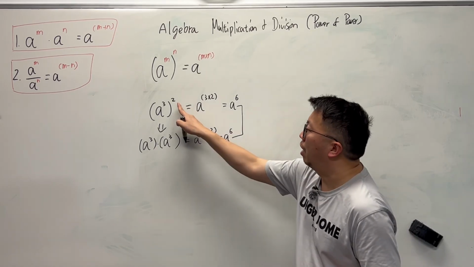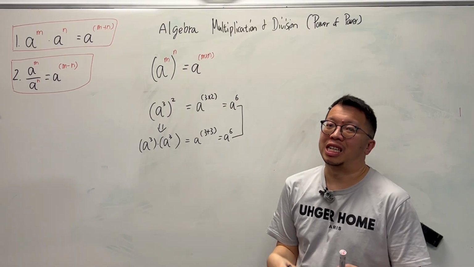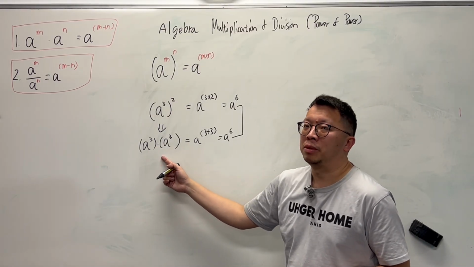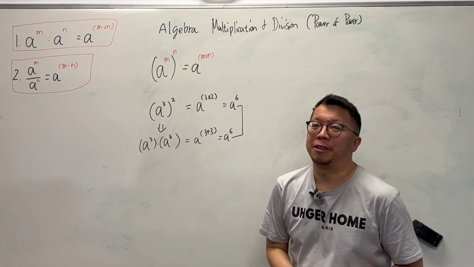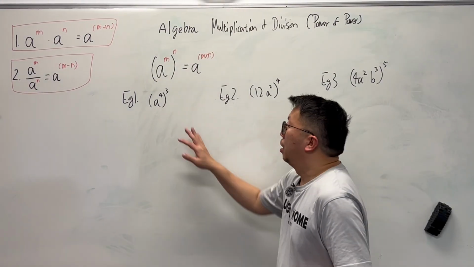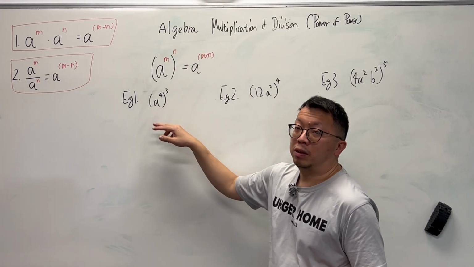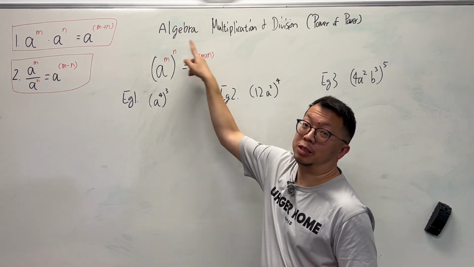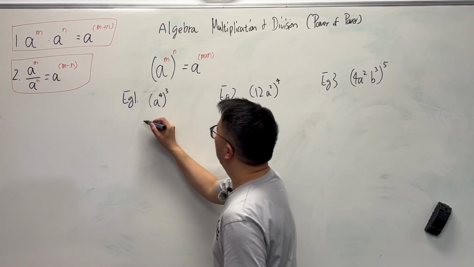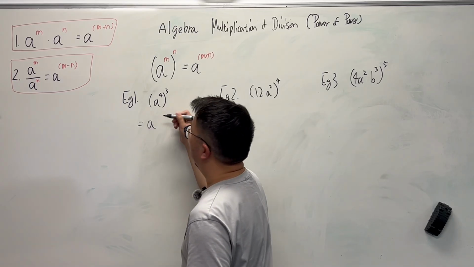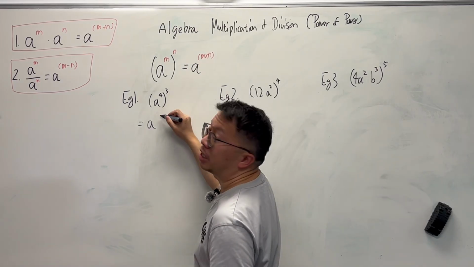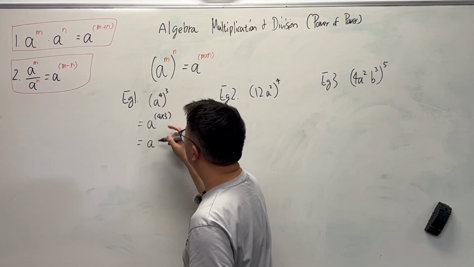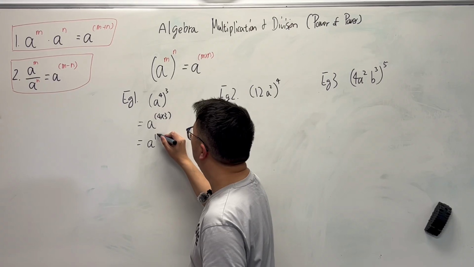Of course, if our power here is higher than 2, it's very tedious to use this formula. So that's why we have this property here. Let's look at some examples. The first example, a power 4 power 3. So it's power of power. That's why we're going to use this rule here. It equals a power of, we just multiply the indexes, 4 times 3, so a power of 4 times 3 is 12.